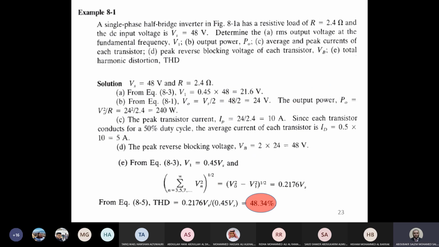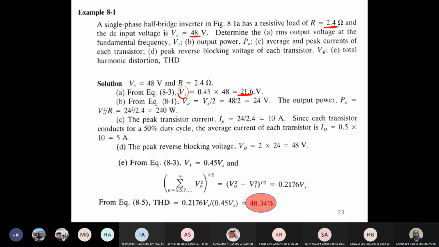Just a quick example. I don't need to go through examples in detail. I just would like to hint at some important notes. Here we have a resistive load, and we have a 48 V DC supply with the circuit we already discussed. So the output voltage will be Vs over 2. So this is now the value of V output, what we need.